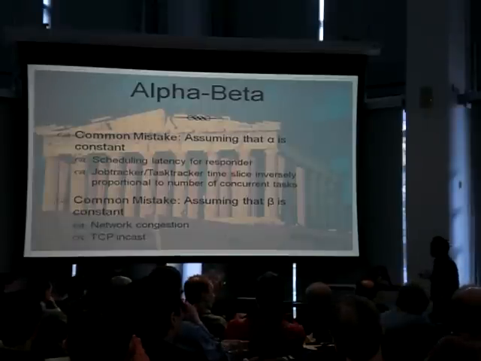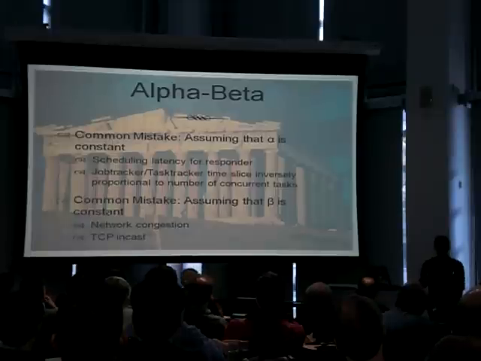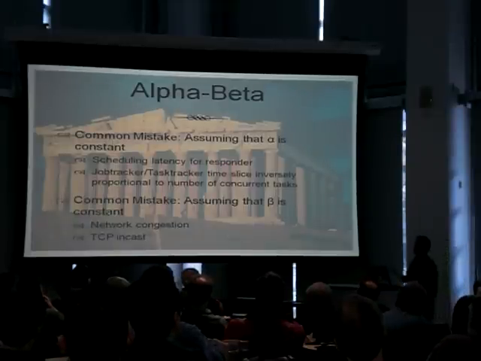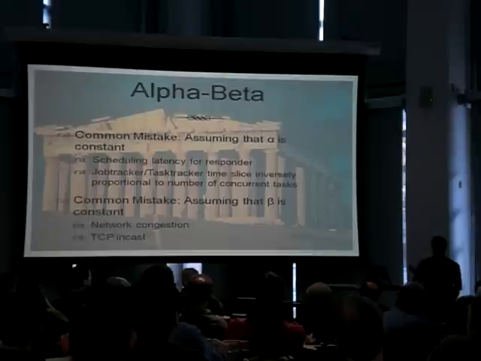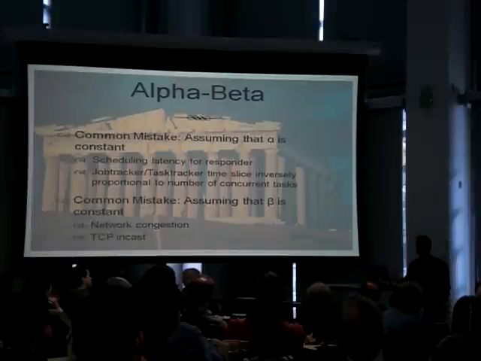The second mistake is to assume that beta is constant, right? When multiple messages are going across these two machines, obviously there will be network congestion. First of all, the source machine's bandwidth is going to get divided among these multiple connections to the destination machine. So beta is dependent on the number of simultaneous connections that the machine receives.